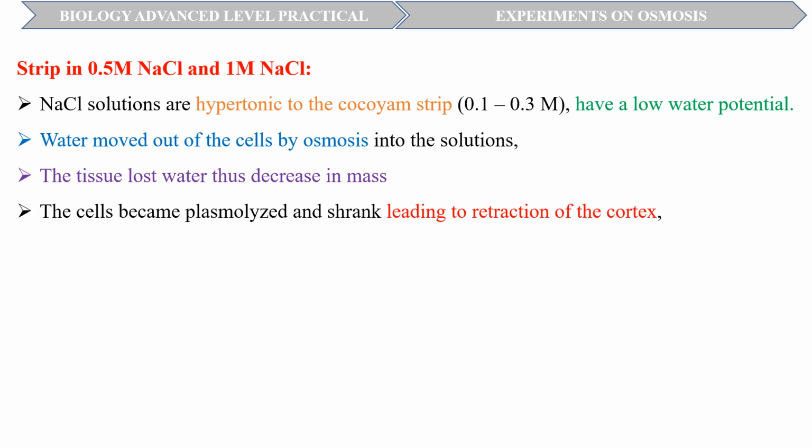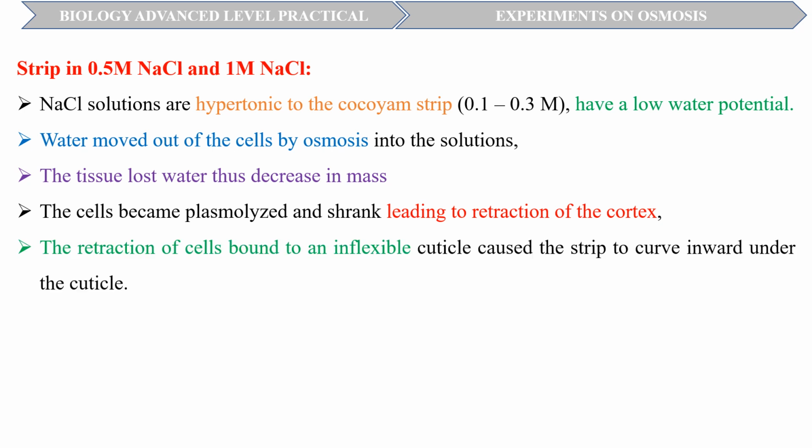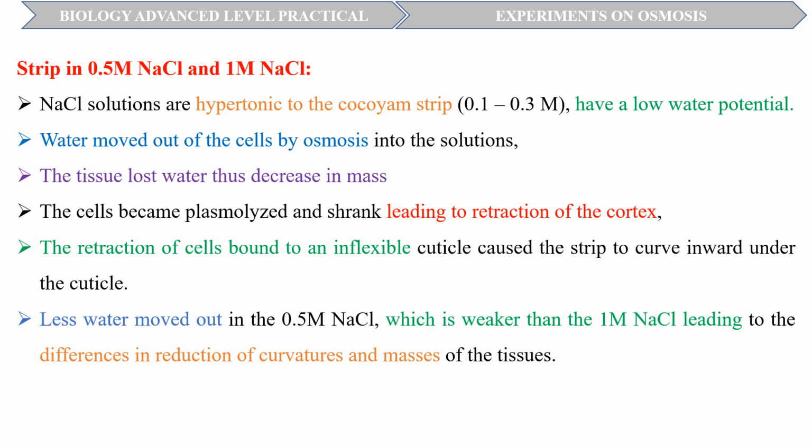The cells became plasmolyzed and shrank, leading to an overall reduction in lengths of the strips. The retraction of cells bound to the rigid cuticle caused the strip to curve inward under the cuticle. Less water was lost in the 0.5 molar sodium chloride solution, which is weaker than the 1 molar sodium chloride solution, leading to the differences in reduction of curvatures and masses of the tissues.